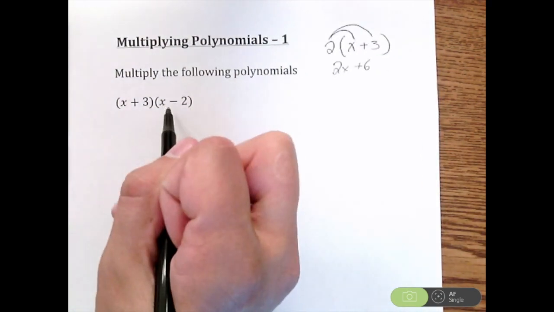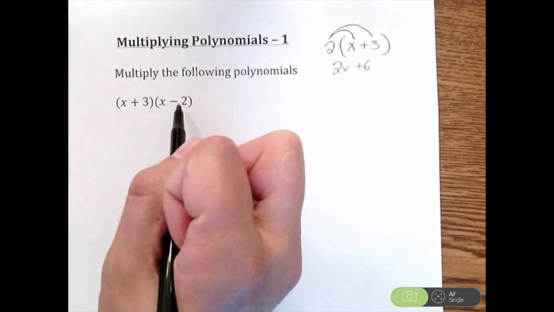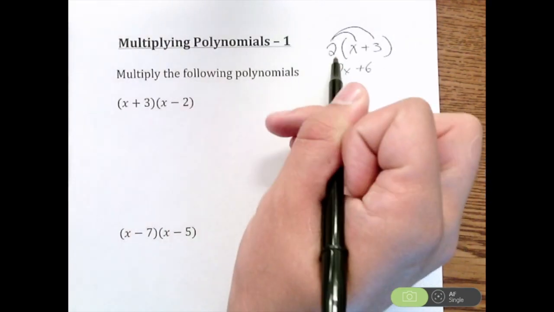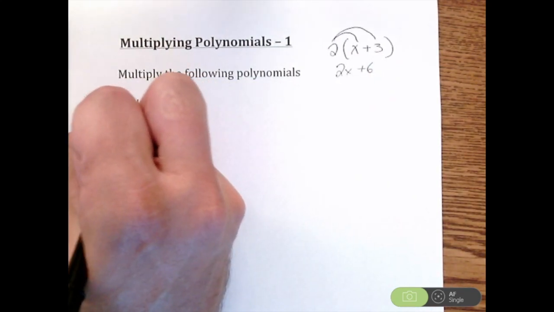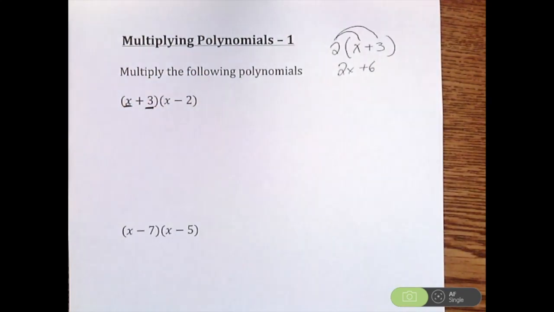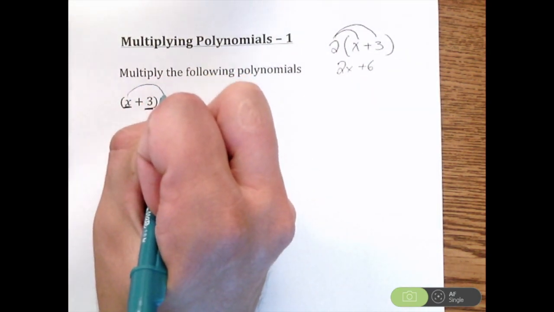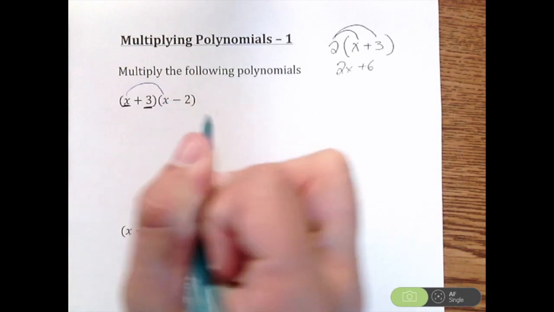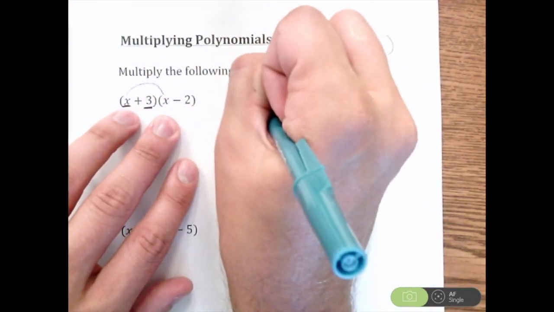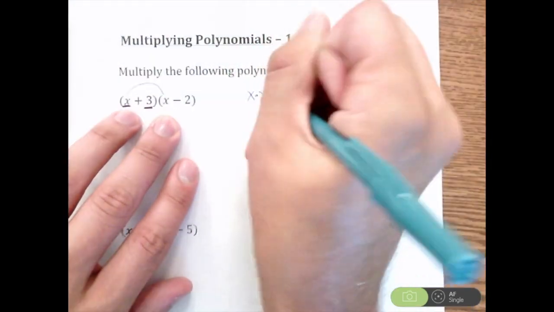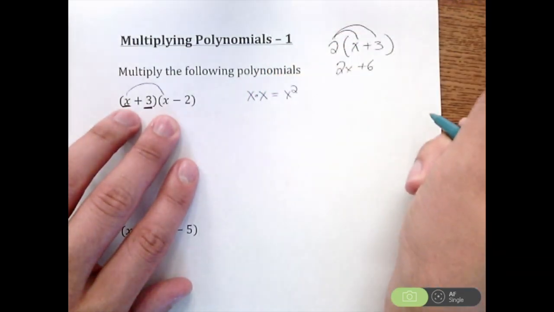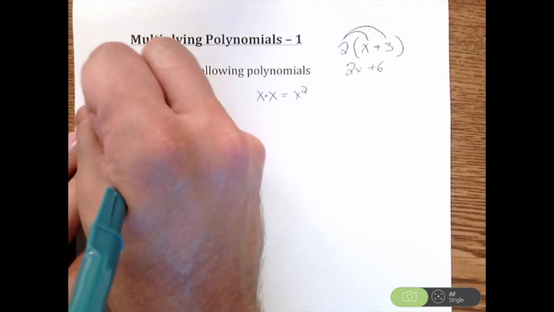The only difference is I still have that second parentheses, x minus 2, but instead of distributing just one number, we're actually distributing two different pieces. We're going to distribute the x, and we're going to distribute that positive 3. So what this looks like is I'm going to take this x and multiply it by the first term in the second parentheses. So I'm taking x times x, which is the same as x squared. So I get an x squared.